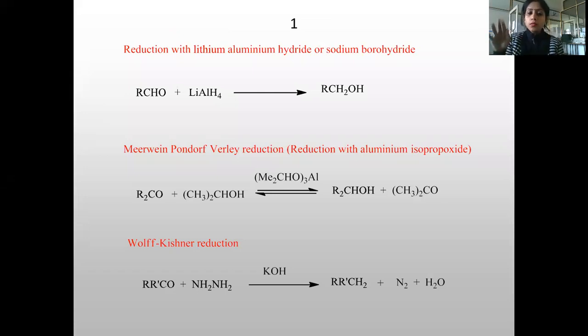Now, the next few slides are basically a gist of all the common general reactions. If we see the reduction of aldehyde with LAH, that is lithium aluminum hydride, the product is a primary alcohol. Then there is the MPV reduction, Meerwein-Ponndorf-Verley reduction, which is the reduction of aldehydes or ketones in the presence of aluminum isopropoxide. The ketones produce secondary alcohols. And Wolff-Kishner reduction is the reduction of ketone in the presence of hydrazine, NH2NH2, and base, and the product is the corresponding alkane.